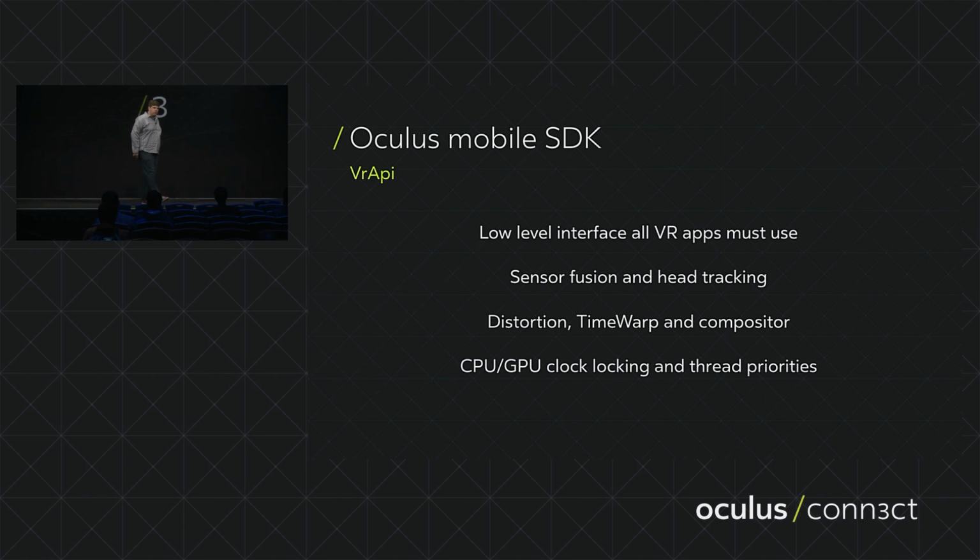So I kind of wanted to start with a little bit of an overview. I want to start with what the SDK is, what it's not, and just make sure everyone's up to speed. The core of the Mobile SDK is a library called VrApi, and this is the lowest level interface that all applications must use at some level to support Gear VR. It takes care of things like sensor fusion and head tracking, as well as the compositor, distortion correction and time warp, as well as all the little low-level trickery we do to maintain low latencies and guaranteed performance.